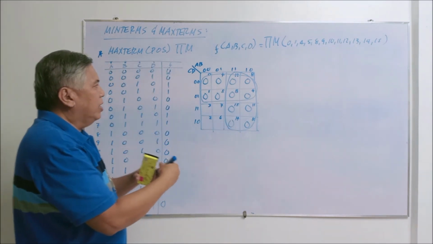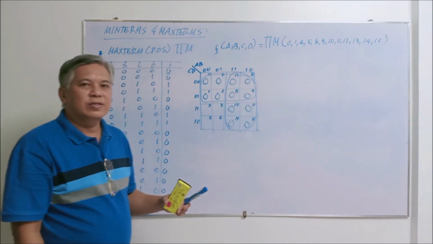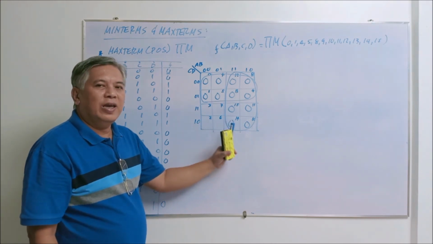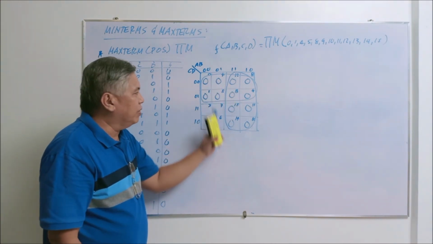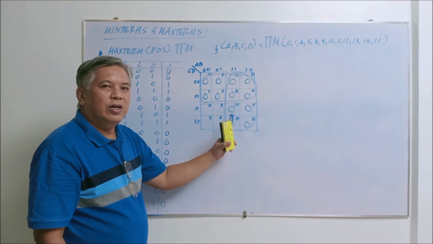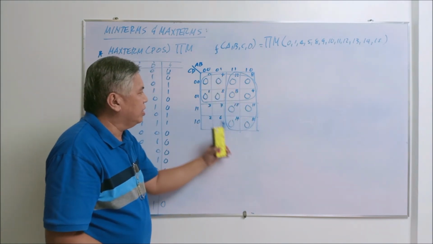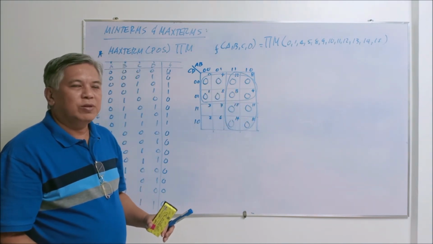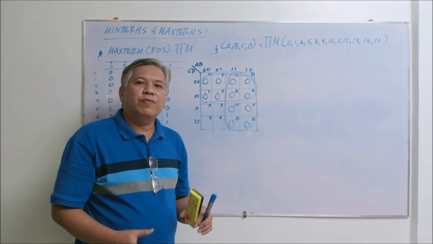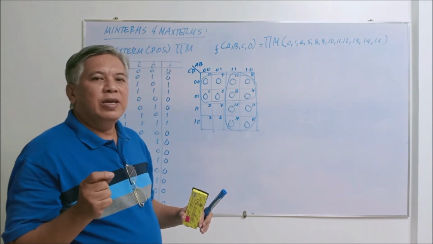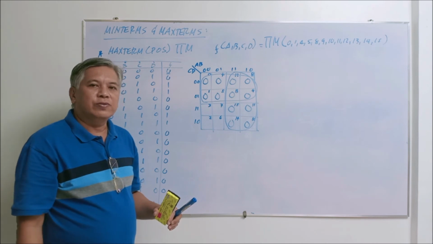If you see 8 adjacent cells, group it. Okay? Don't settle for 4 if there are still 8 adjacent cells. Because if you do that, then your final equation will not be a simplified equation.